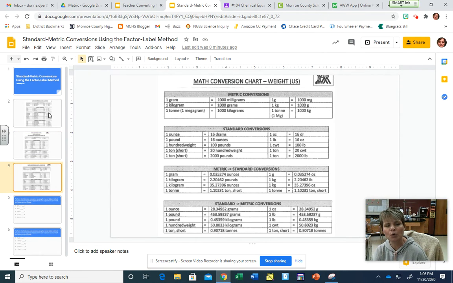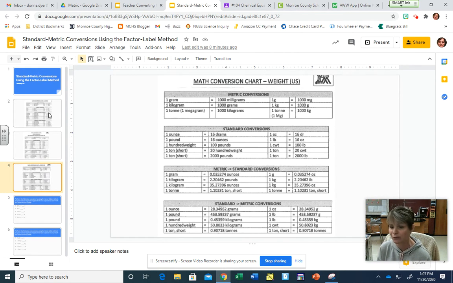So, we're going to be doing the same type of thing using the factor label method to do conversions, except we're not going to be converting from one metric unit to another. We're going to be converting between metric units and standard units. Okay, standard units are the English units. They're what we use in the U.S. Almost every other country in the world except the U.S. uses the metric system. They use grams and kilograms, and they use liters and milliliters and meters and centimeters.